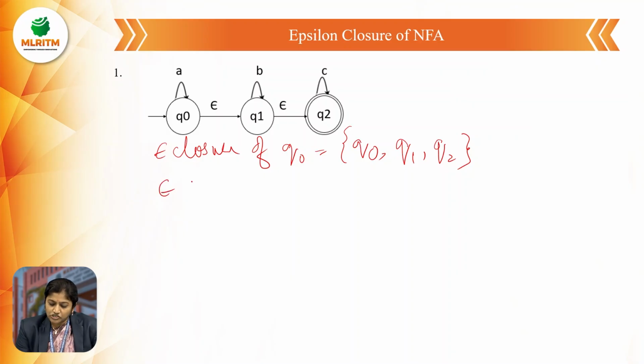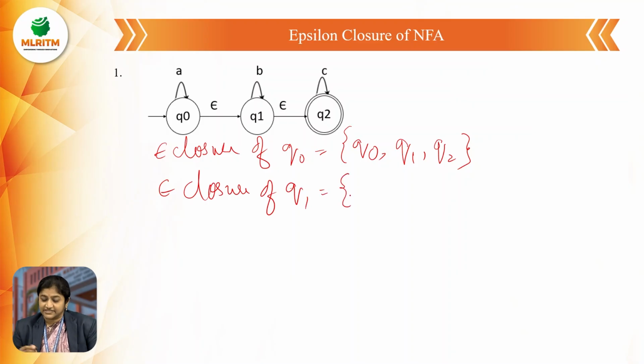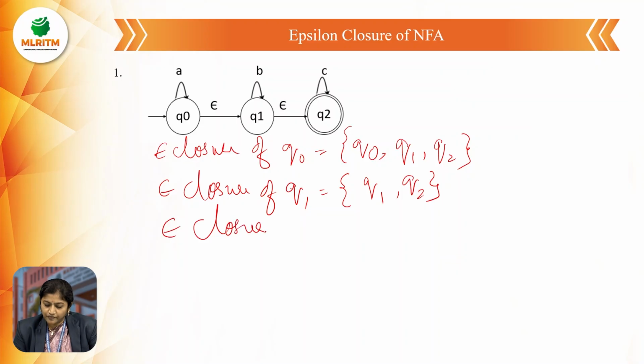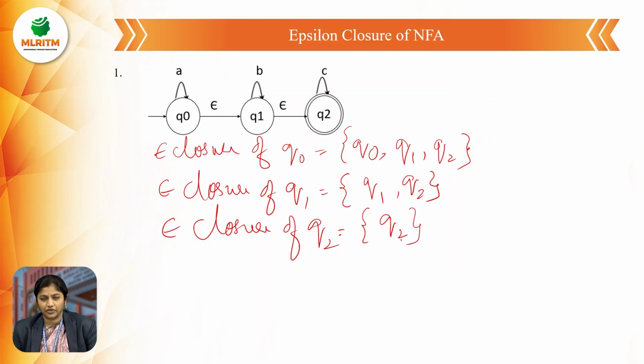Next, epsilon closure of Q1. The same state first. Next, which state is connected to Q1 by epsilon? Q2. So Q1, Q2. Next, epsilon closure of Q2. The same state first. Is there any epsilon symbol connected from Q2 to some other state? No. So only Q2. So the epsilon closure is written with the same state itself first, then whichever states are connected from that particular state.